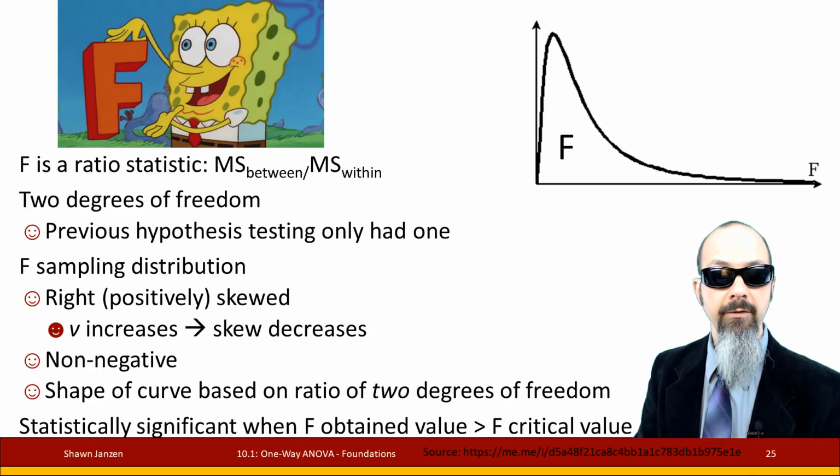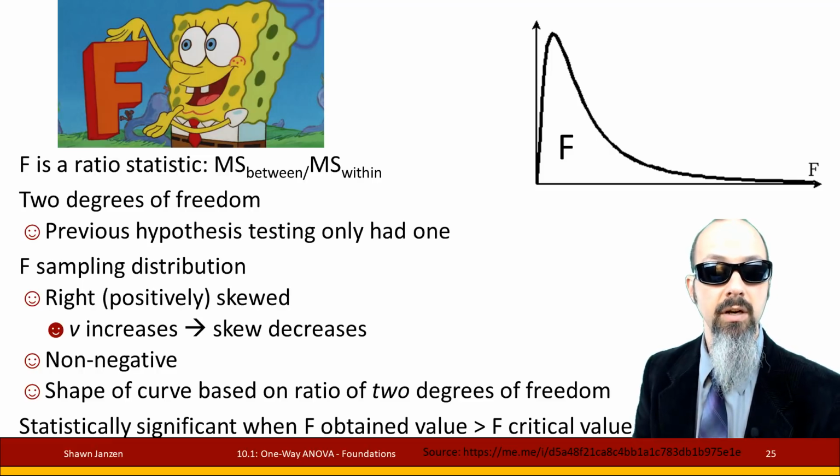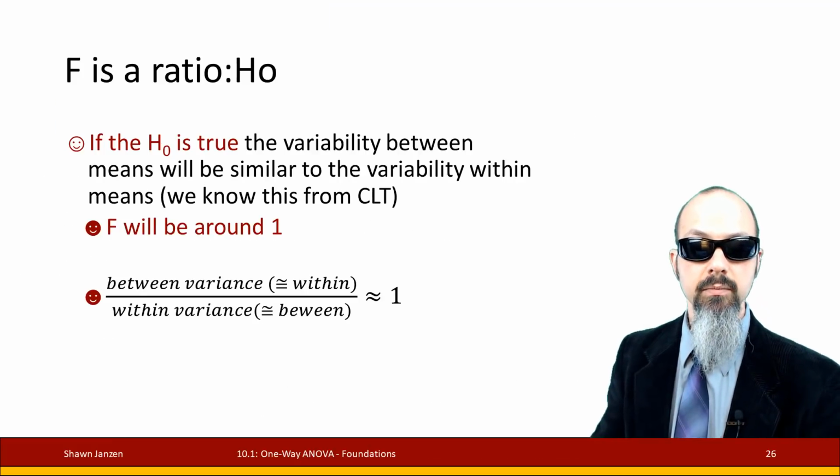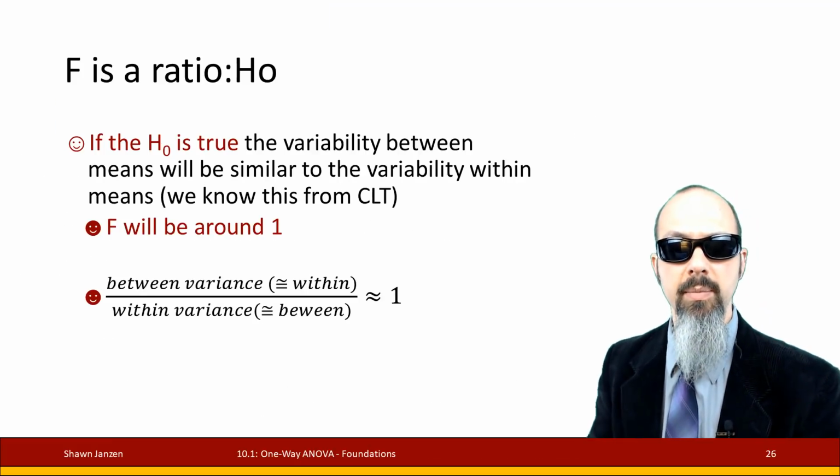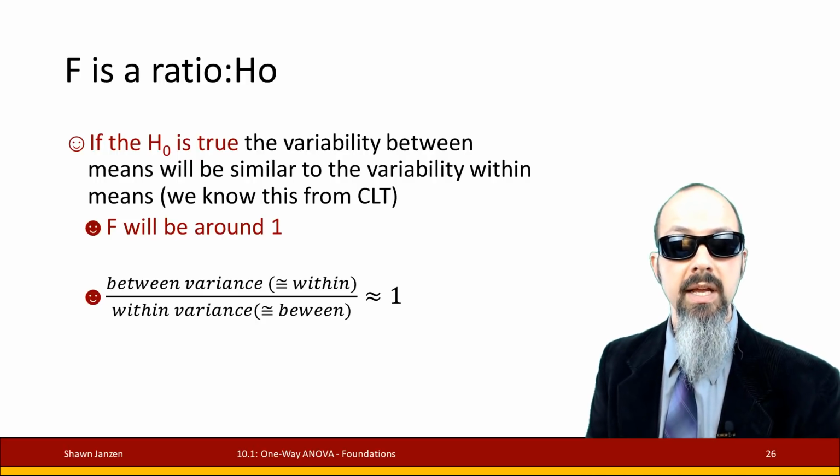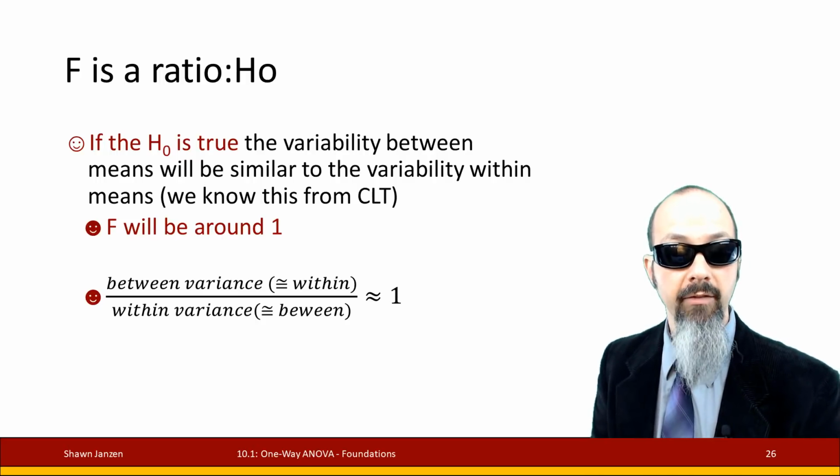So you're going to get an F critical value based on your alpha and degrees of freedom. And from there, you're going to see if the F statistic you obtained is larger than your F critical value, and then you can determine if you're statistically significant or not. Now, I touched on before that because F is a ratio, if the two are relatively equal to each other, the F ratio itself is going to come out to be about 1.